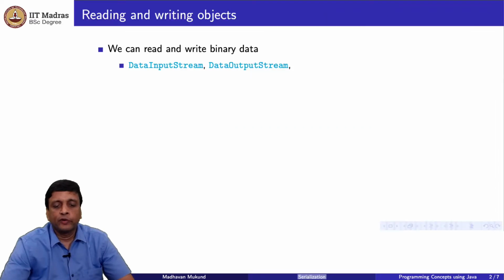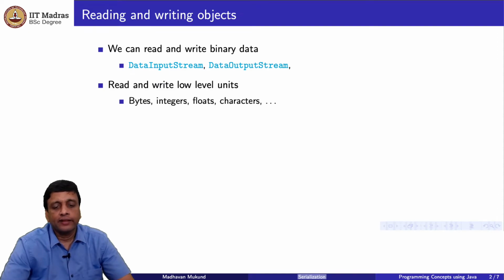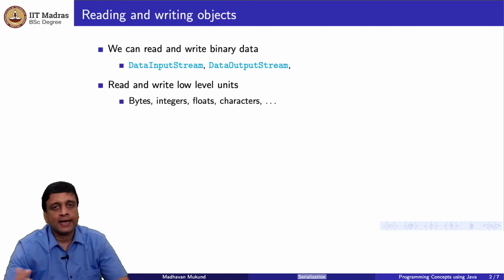So we saw that we could read and write binary data using this data input stream and the data output stream. But these streams read low level units, right? We can read bytes, integers, floats, characters and so on. But in Java, the data types also include those that the user defines, and these are objects, right? They are large compilations which encapsulate various instance variables inside them.